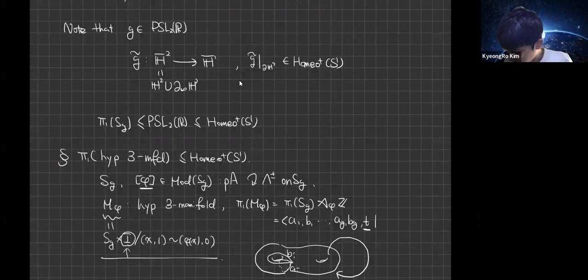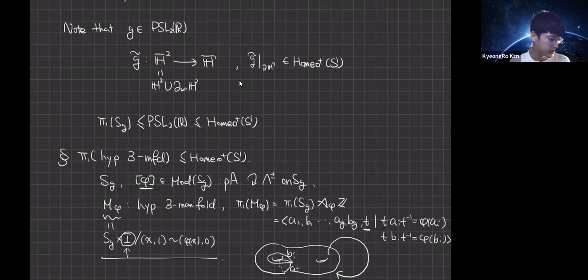So the relation is this: T ai T inverse equals phi of ai, and T bi T inverse equals phi of bi. This is the group presentation of the mapping torus, the fundamental group of the mapping torus.